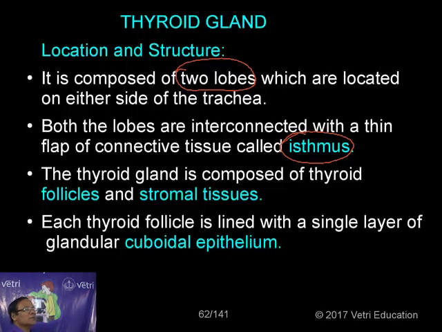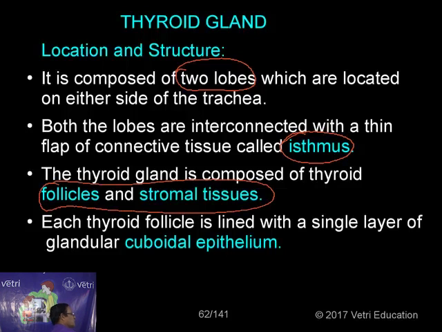Now, the thyroid gland is formed of lobules. The lobules are formed of follicles and connecting tissues, the interfollicular tissues called the stromal tissues, the stroma. The follicles are surrounded by stroma; I'll show the picture. Now, each thyroid follicle is normally lined with a single layer of cuboidal epithelium. There is one question, remember that one. So, the isthmus is one question, and another is the cuboidal epithelium: each follicle is lined with a single layer of cuboidal epithelium.